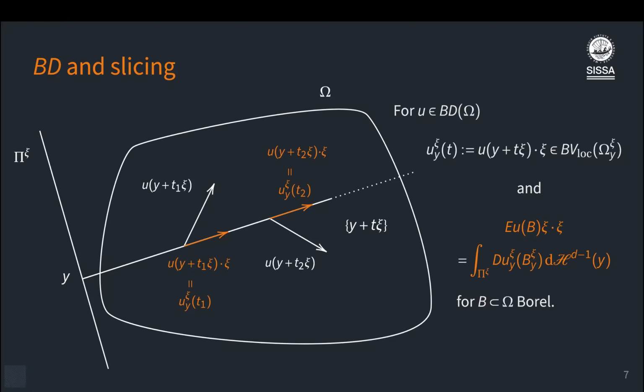So if I pick a Borel set B and I want to know what Eu of B is going to be, at least when I evaluate the quadratic form associated to this matrix on the vector ξ, it is going to be given by the integral over the points y varying in this plane of the derivatives of these one-dimensional functions. And so I should expect, in the BD case, that this essentially tells me that I can control Eu(B)ξ·ξ by means of the integral of the total variation of this one-dimensional section.